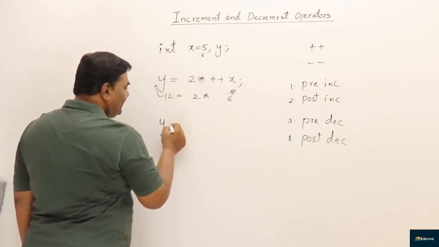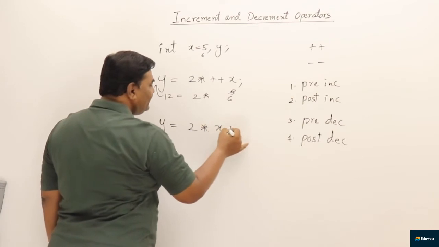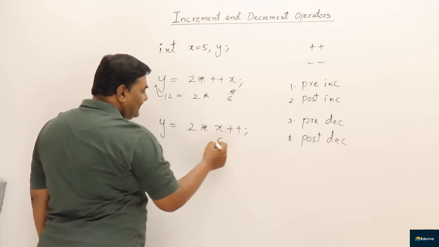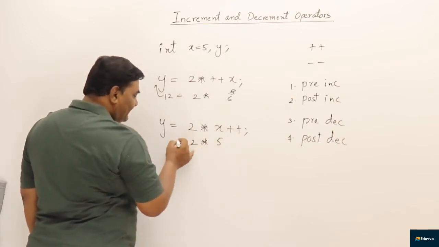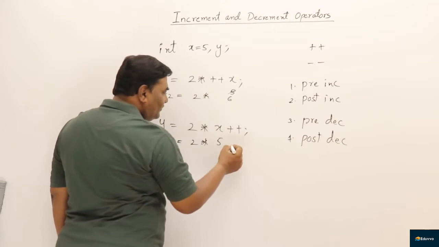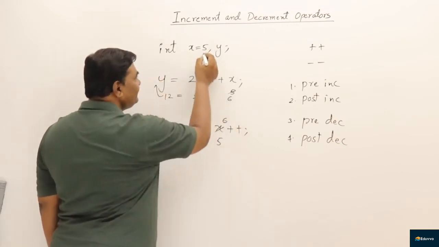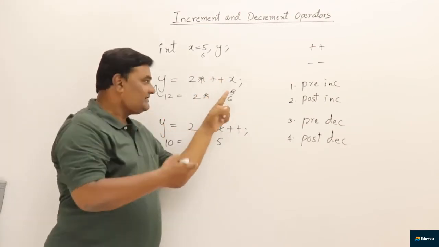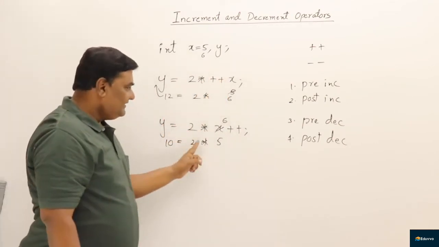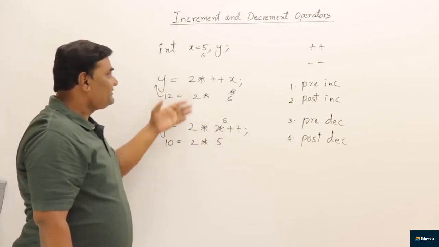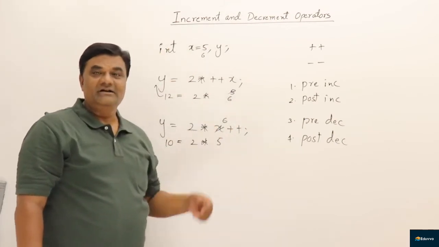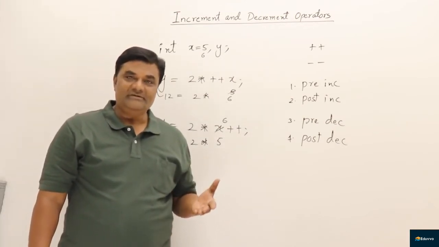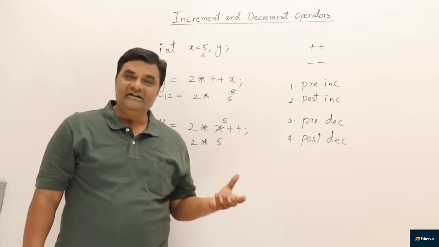Now instead of this, if I write 2 * x++, then first the value of x is 5. Then that is multiplied with 2. That result is 10, and later the value of x is changed to 6. So here the value of x is increased and then used in an expression, and here the value of x is used in an expression, that is 5 is used, then later x becomes 6. That is the difference between pre-increment and post-increment. Similarly, it applies to decrement also.